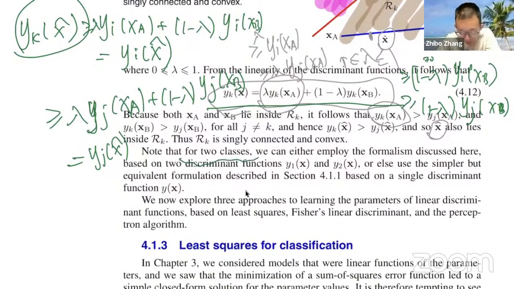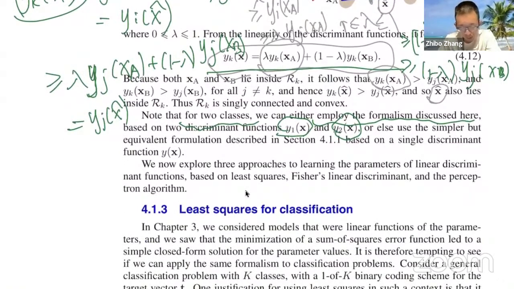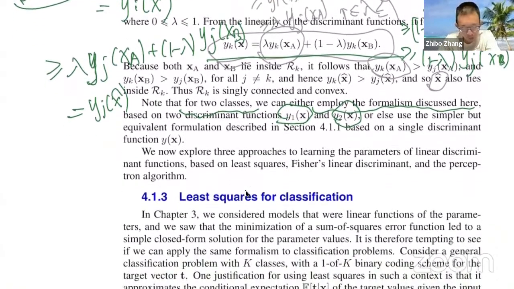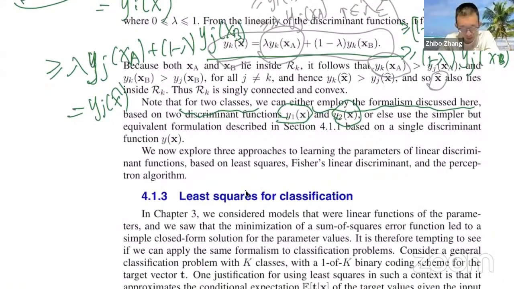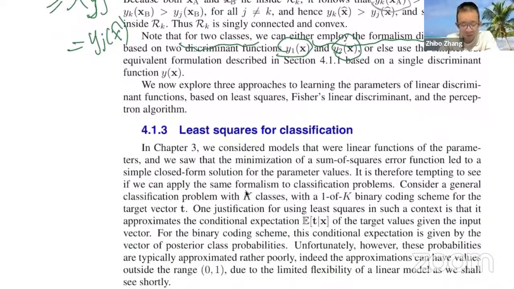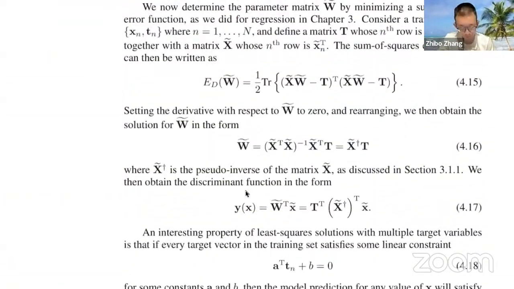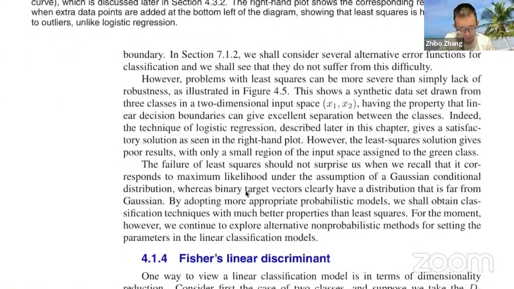Note that for two classes, we can either employ the formalism discussed here based on two discriminant functions, y1(x) and y2(x), or else use the simpler but equivalent formulation based on a single discriminant function. We now explore three approaches to learning the parameters of linear discriminant functions: least squares, Fisher's linear discriminant, and the perceptron algorithm. First, least squares for classification. Let's look into this part.